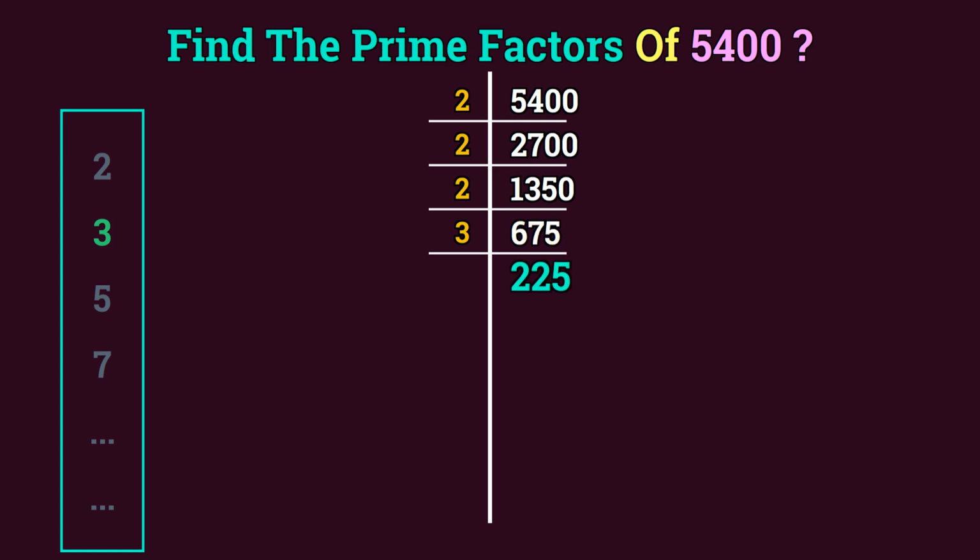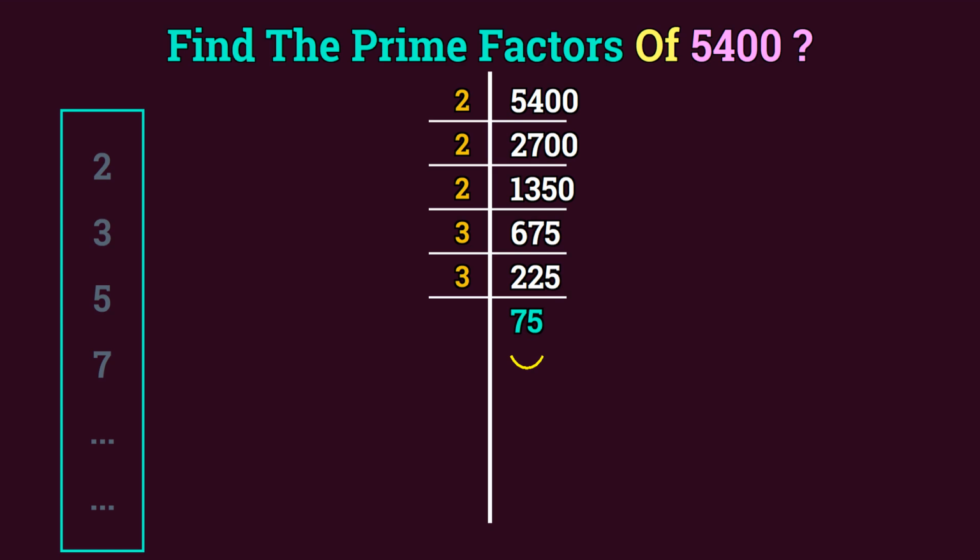Dividing 225 by 3, which equals 75. So 225 divided by 3 equals 75.